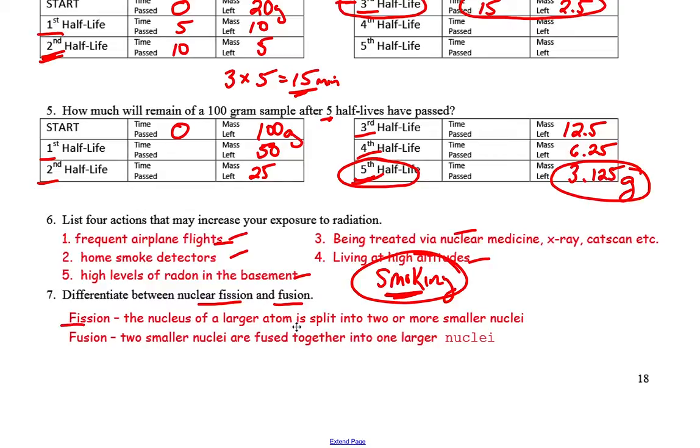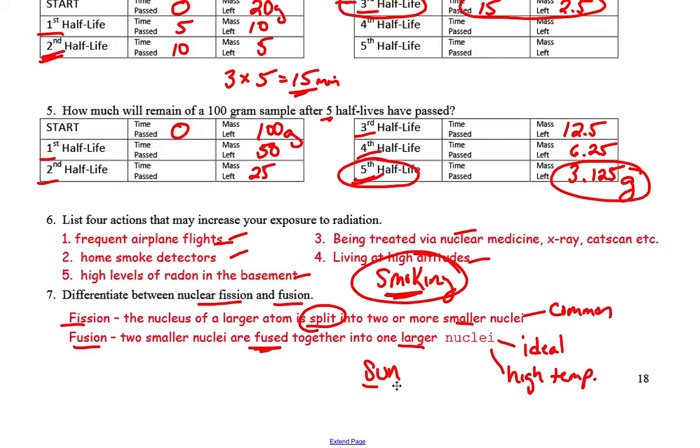Nuclear fission and fusion. Fission, the nucleus of a larger atom is split. Fusion, we fuse 2 together, so it becomes a larger nucleus. We split it, we get smaller, and fusion, we get larger. Fission, this is what we typically see whenever we talk about nuclear reactors. Fusion, this would be ideal because it produces so much energy, it's efficient, but we need ridiculously high temps, which are hard to handle, and you should also know this is what happens in the sun. In the sun, we take 4 hydrogens and fuse them to get 1 helium.